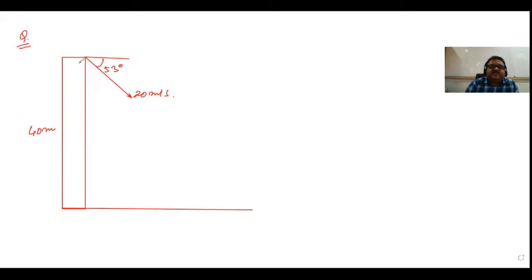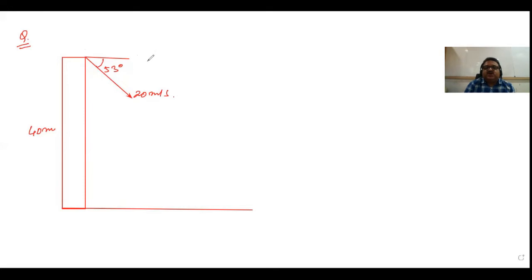Okay, now a problem is given. Look at this, a 40-meter tall building. A person from here throws a ball or a packet with a speed of 20 meters per second. But in this case, the person is not throwing it horizontally, but directly towards the ground, correct? So making some angle, correct? So 20 meters per second.